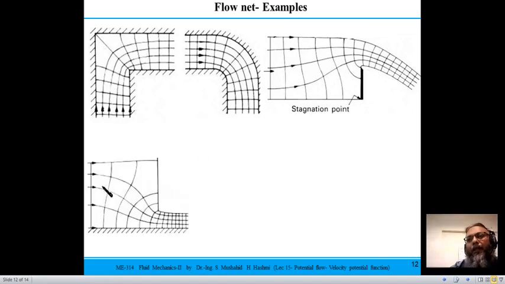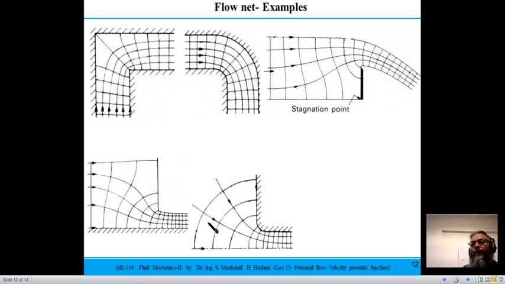Similarly, if it is a reduction, then you can see in this region the flow net represents that the streamline spacing is much bigger here and the spacing is much smaller there, so we know that the flow is accelerating at this place. Similarly, instead of this sharp turn, if you make it a round corner, we could have a better spacing between the streamlines, and the differences in velocity can be minimized.